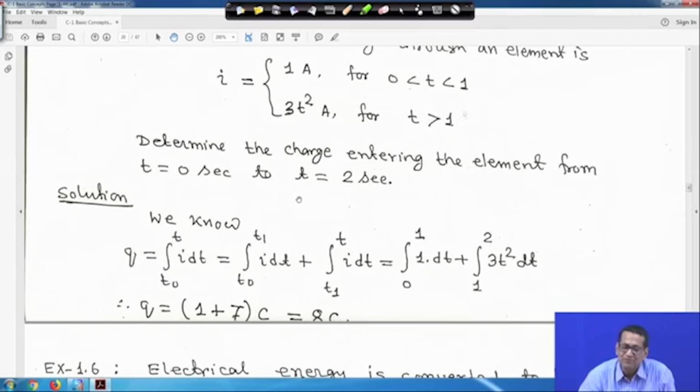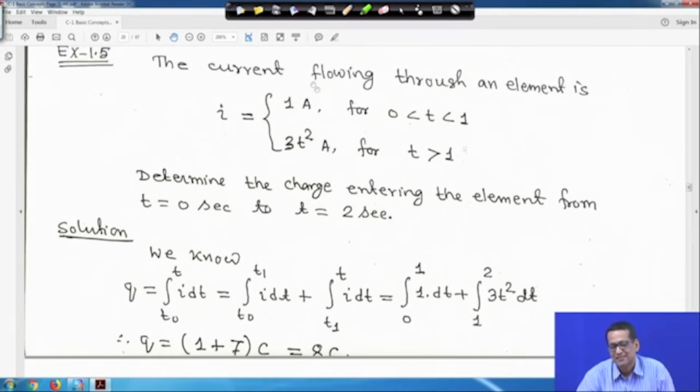So, I repeat once again for your understanding, because if you start in the very first step: in between 0 and 1, t0 is equal to 0, t1 is equal to 1, but you have to determine the charge entering the element from t is equal to 0 seconds to t is equal to 2 seconds. But first you have to consider this, because 0 to 1 it is 1 ampere. So, integral t0 to t of I dt, then t0 to t1, then t1 to t, right.